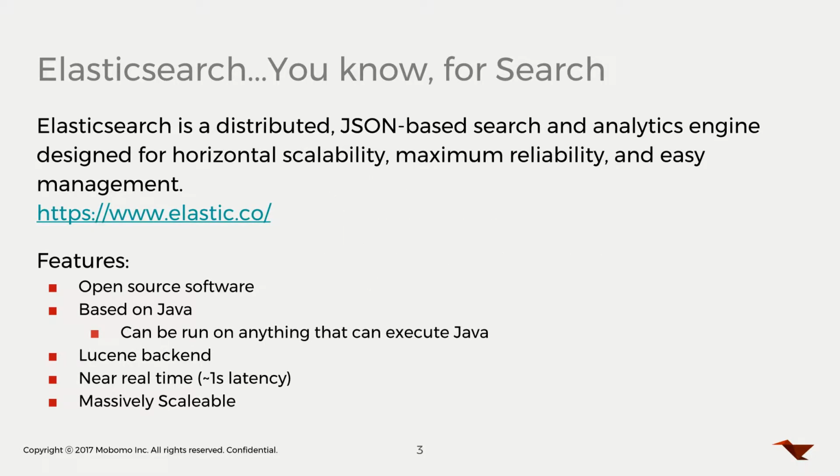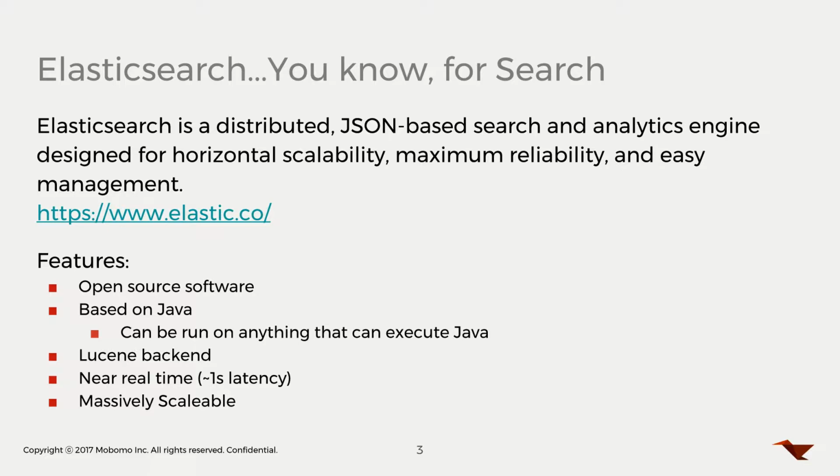Elasticsearch is a distributed JSON-based search and analytics engine designed for horizontal scalability, maximum reliability, and easy management, which basically means that it's a search engine. It uses JSON as its communication language so that you can pull that into all of your products. And it has a really nice engine built into it for full text search.